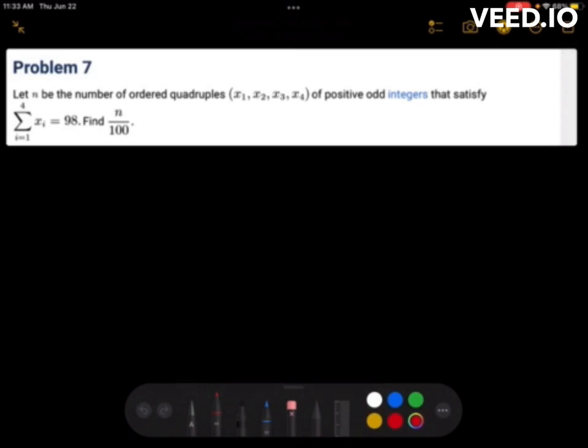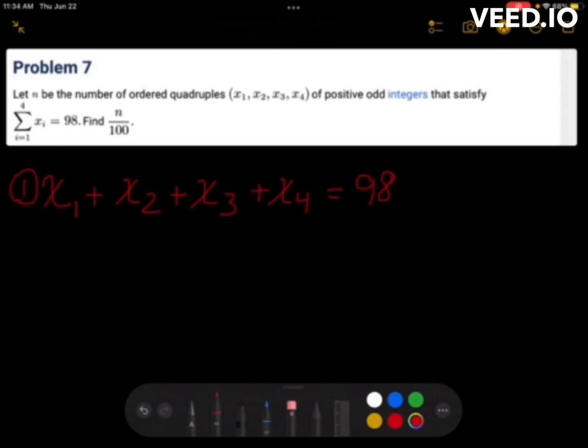So basically the problem is telling us that out of all of the n quadruples, the sum of the four numbers in those quadruples, namely x1, x2, x3, and x4, they all have to sum to 98. So that is our first key piece of information. Now the problem also tells us that those integers are odd.